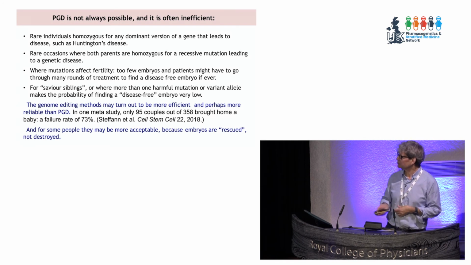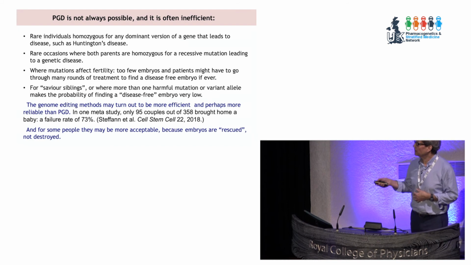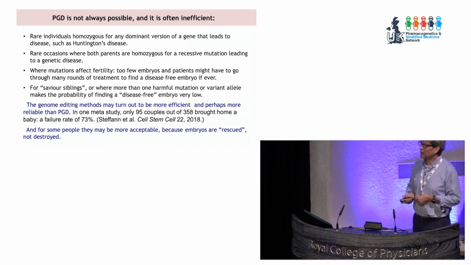but maybe more efficient. So one meta-study using PGD found only 95 couples out of 358 brought home a baby. So that's a huge failure rate for PGD.